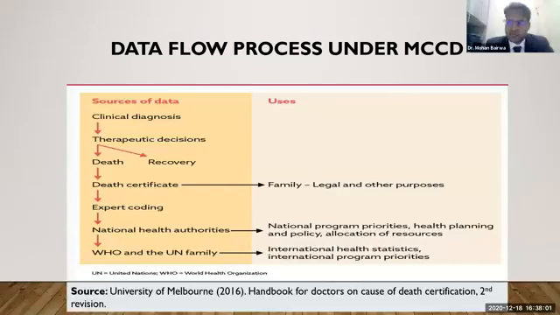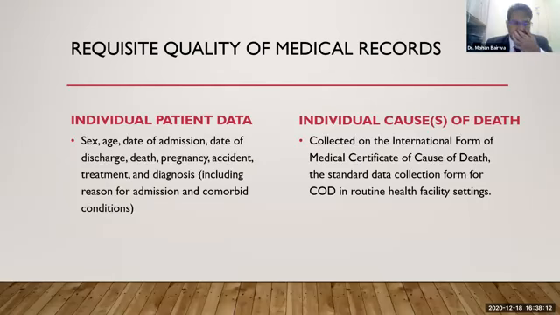And then it goes through expert coding, and then national and international authorities, WHO and other international organizations, for the program priorities. So this data is generated basically from the medical records. Two components of the medical records I would like to discuss here. One is individual patient data. Second is individual causes of death.